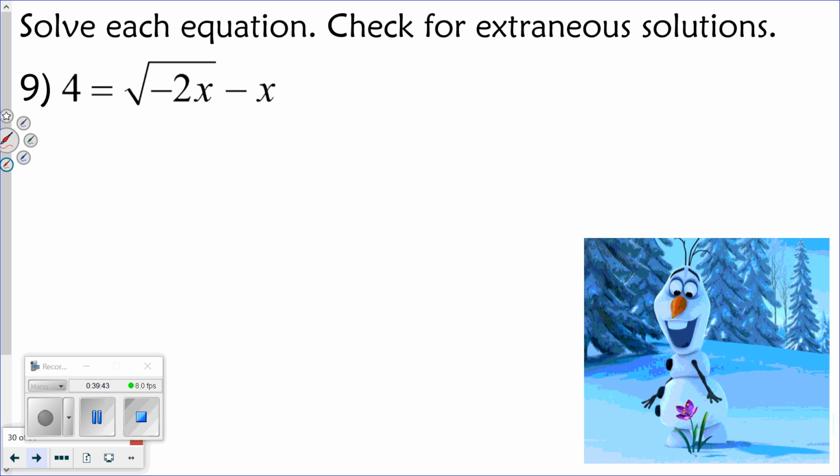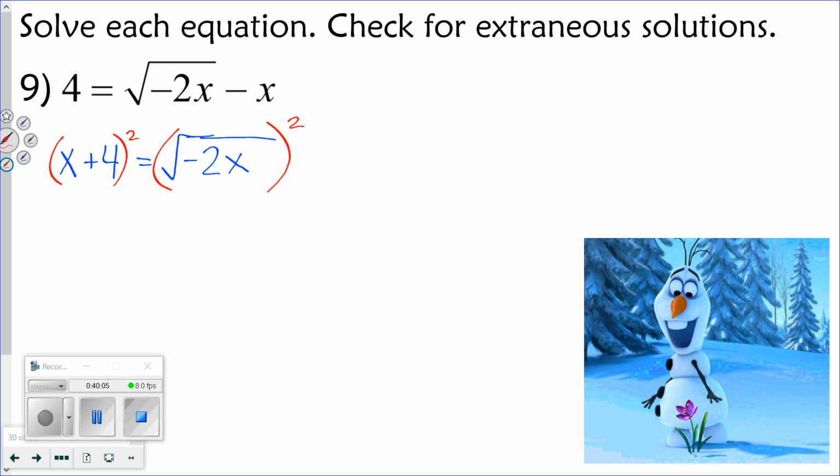Number 9. Yes, you would add the x. Because I need to get this radical by itself, so we need to move the x over here. So positive x plus 4 equals the square root of negative 2x. And then would I do what? Yeah, you would square it then. Because if I square it, it gets that radical to go away. So x plus 4 squared means I have 2 of them. That squaring will just cancel out my radical.